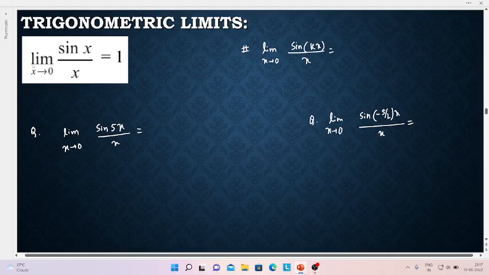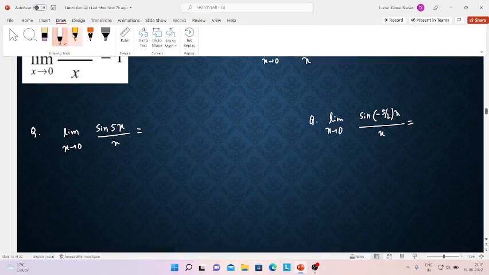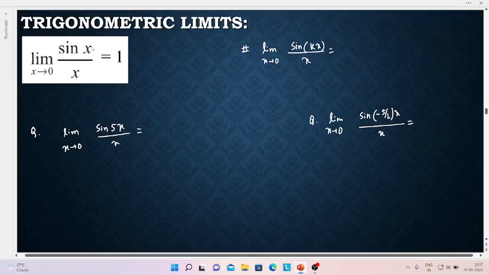Suppose you get limit x tends to 0 of sin x upon x, then that particular thing is equal to 1, right? When sin x upon x is there, then that part is equal to 1. So this is a formula which you have to remember. We'll have some proof in the later videos. Just please understand that these are the formulas where this x and that x should be the same.